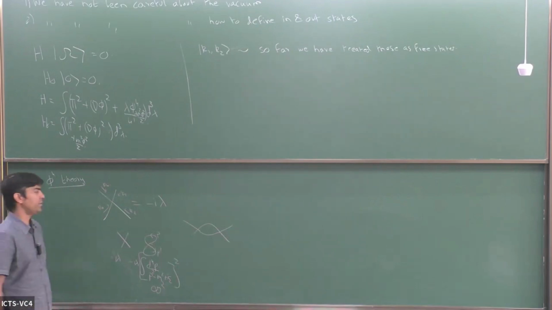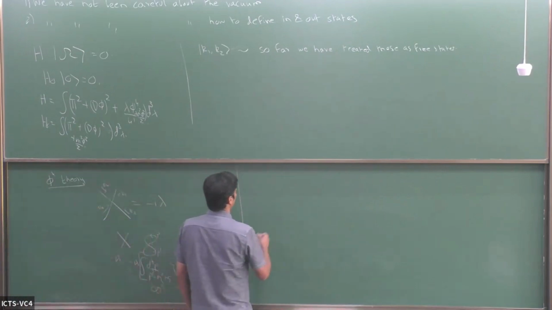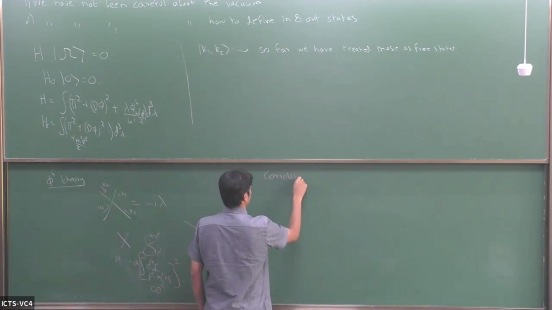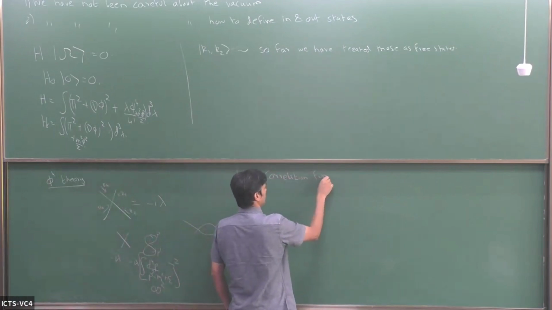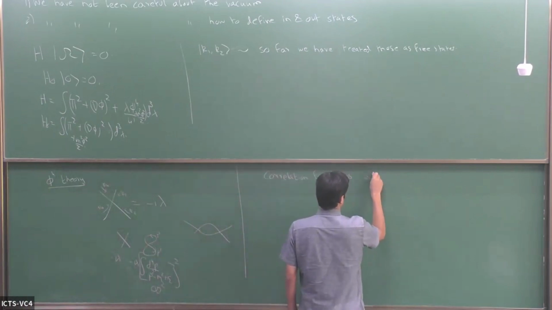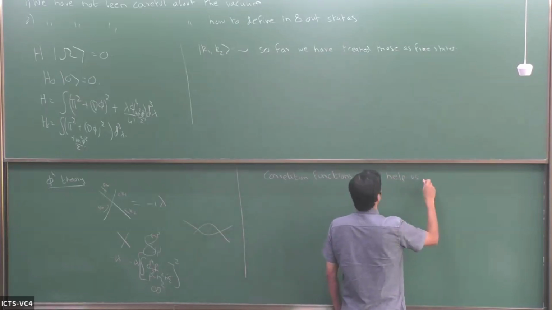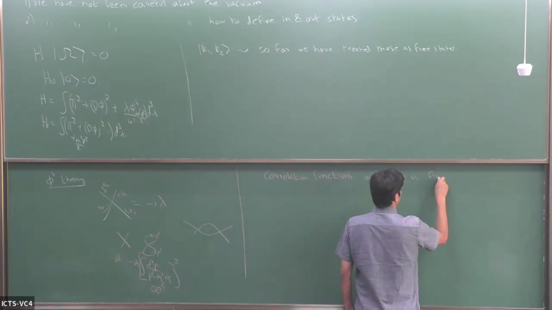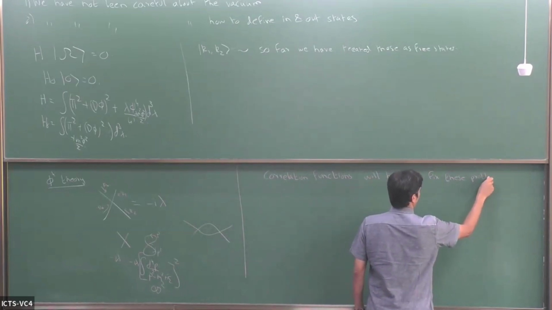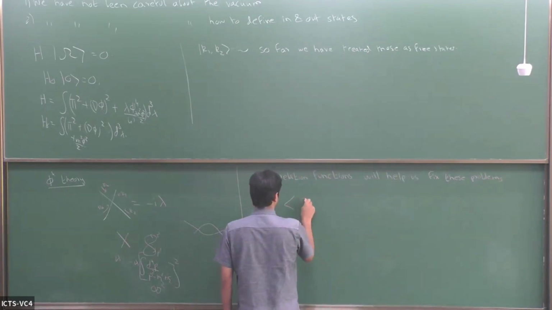So the road to our systematic study of this starts through a study of correlation functions, which will help us fix these problems. What do I mean by correlation functions? I mean we think of correlators of this kind in the full vacuum.